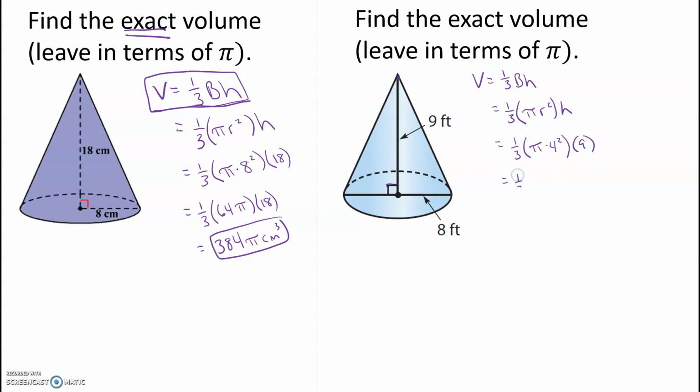And same concept. We're going to leave it exact, so 4 squared is 16 pi, and we're going to multiply everything except for pi. So we've got 16 times 9, and then we're going to divide by 3, and we get 48 pi feet cubed. If they asked you to round, then you would just type it in your calculator, 48 times 3.14.